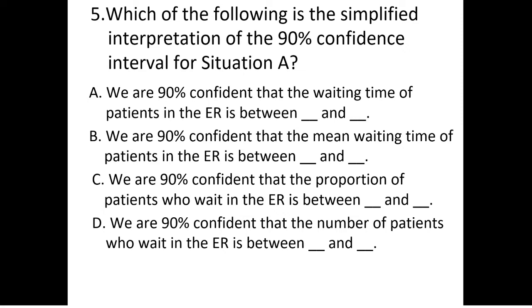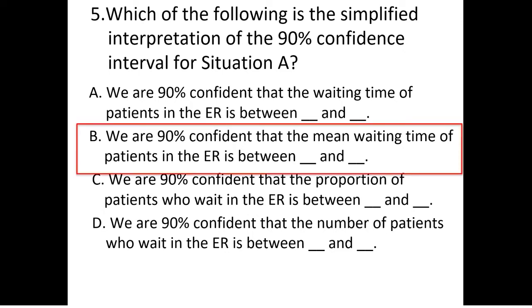And then the last component of an interpretation would be, of course, including the lower limit and the upper limit of your interval estimates. And in this case, for this question, the correct answer would be letter B. We are 90% confident that the mean waiting time of patients in the ER is between this and that. That would be the correct interpretation. It has a confidence level, it has your parameter being estimated, and it has your lower limit and your upper limit.